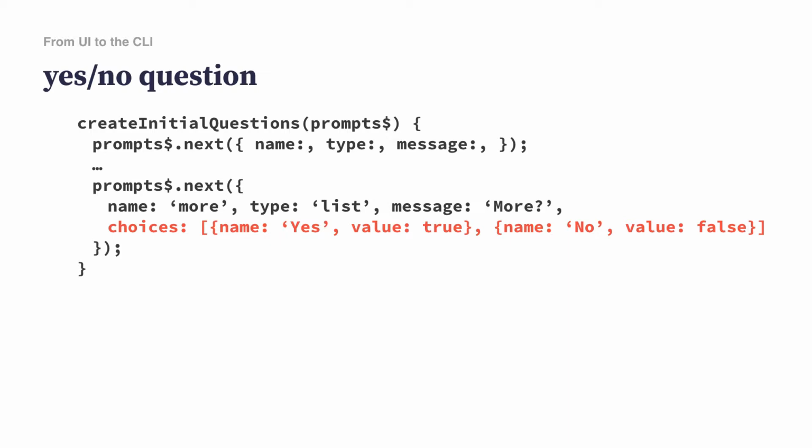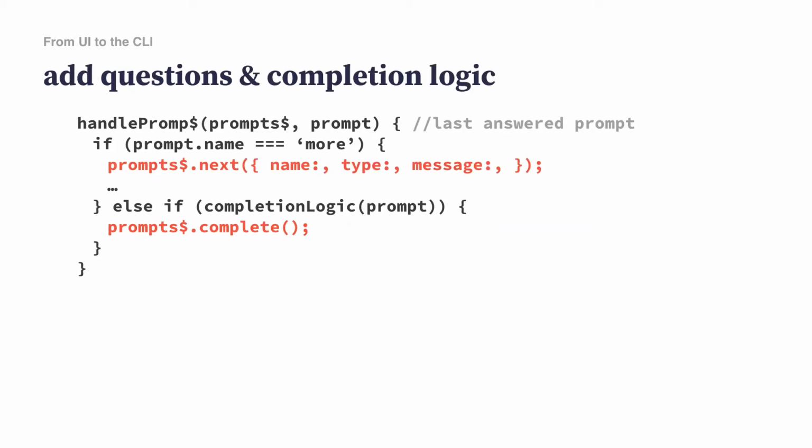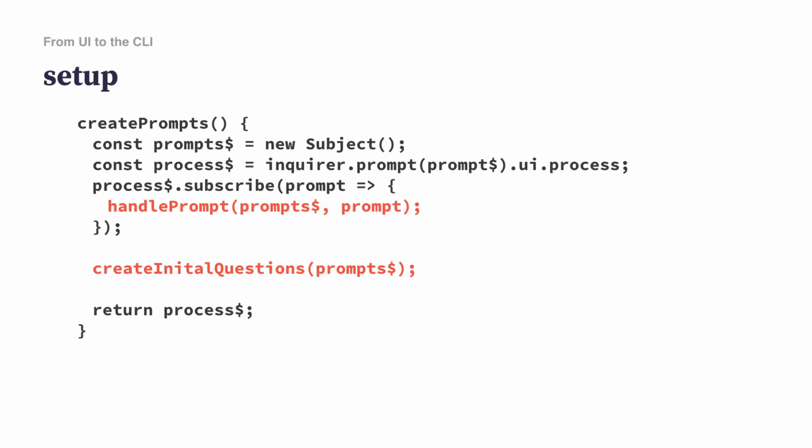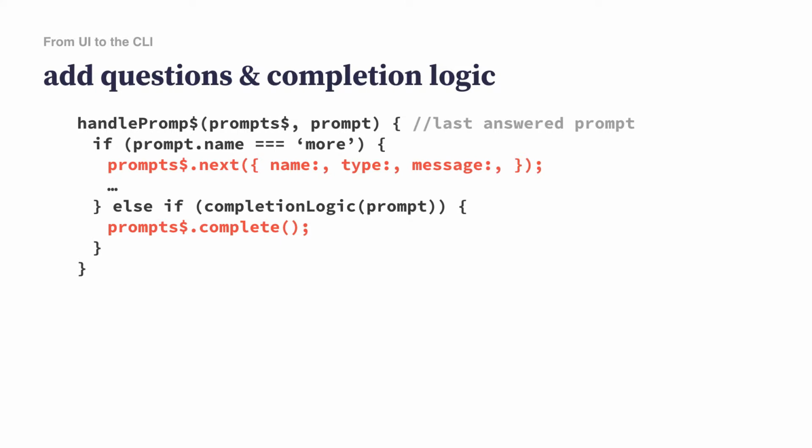So these are the initial questions, and then in the handle prompt, I just look for the prompt with the name more, and if it's that one and he answered yes, then I'll just emit some new values on that observable, on the observable from here. So basically, very basic observable functionality. And of course, you gotta figure out what is the last question in your form, and when he answers that, you just complete the observable, and then questions are over. That's it.